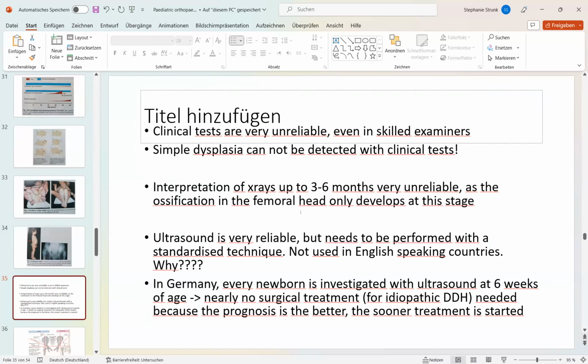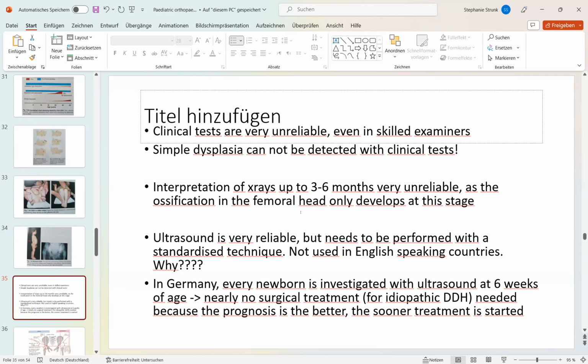So what's the solution to this problem? Use ultrasound. Ultrasound is a very, very reliable technique, but it needs to be performed with a standardized technique. So unfortunately, this is not used in English-speaking countries, and to be honest, I simply don't understand why. There was a guy from Austria named Graf, and he developed a very standardized technique with really very good results. And the English somehow, don't know, too stubborn, they didn't copy that. They developed their own technique, which is not as standardized and does not give reliable results.